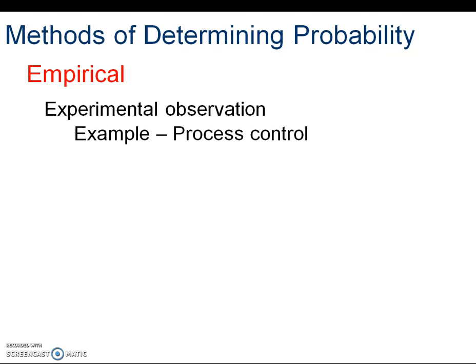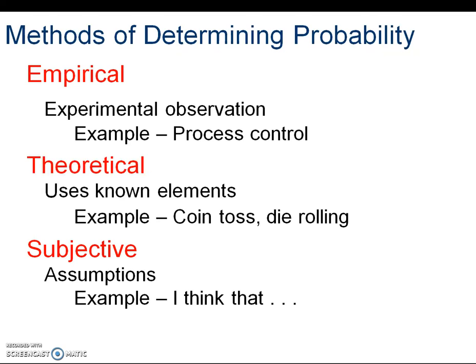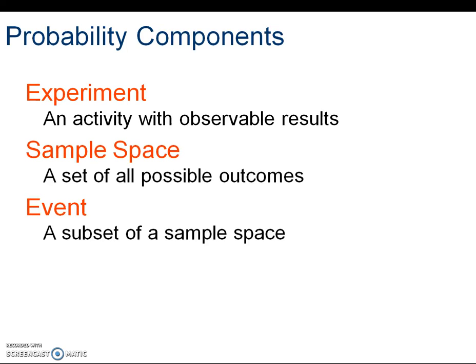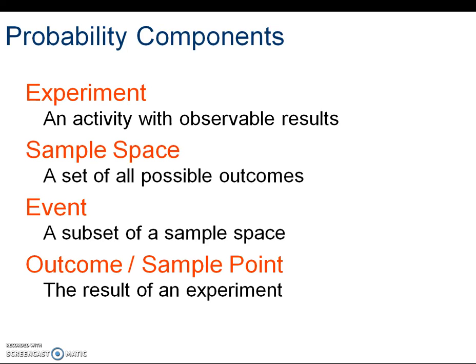So, determining probability. First, there are three different ways of determining probability. There's the empirical way, which is experimental and looks at the observations. The theoretical, what are the actual theoretical possibilities? If I flip a coin, it's going to be 50%. And then subjective is I think that. It's an assumption.